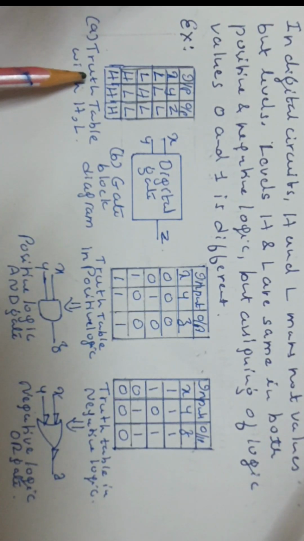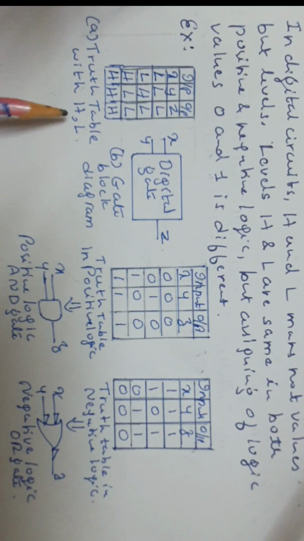Signal values or levels will be same, but what logical values are assigned to that is different in positive logic and negative logic. In positive logic, low voltage means logic 0, high voltage means logic 1. In negative logic, low voltage means logic 1, high voltage means logic 0.